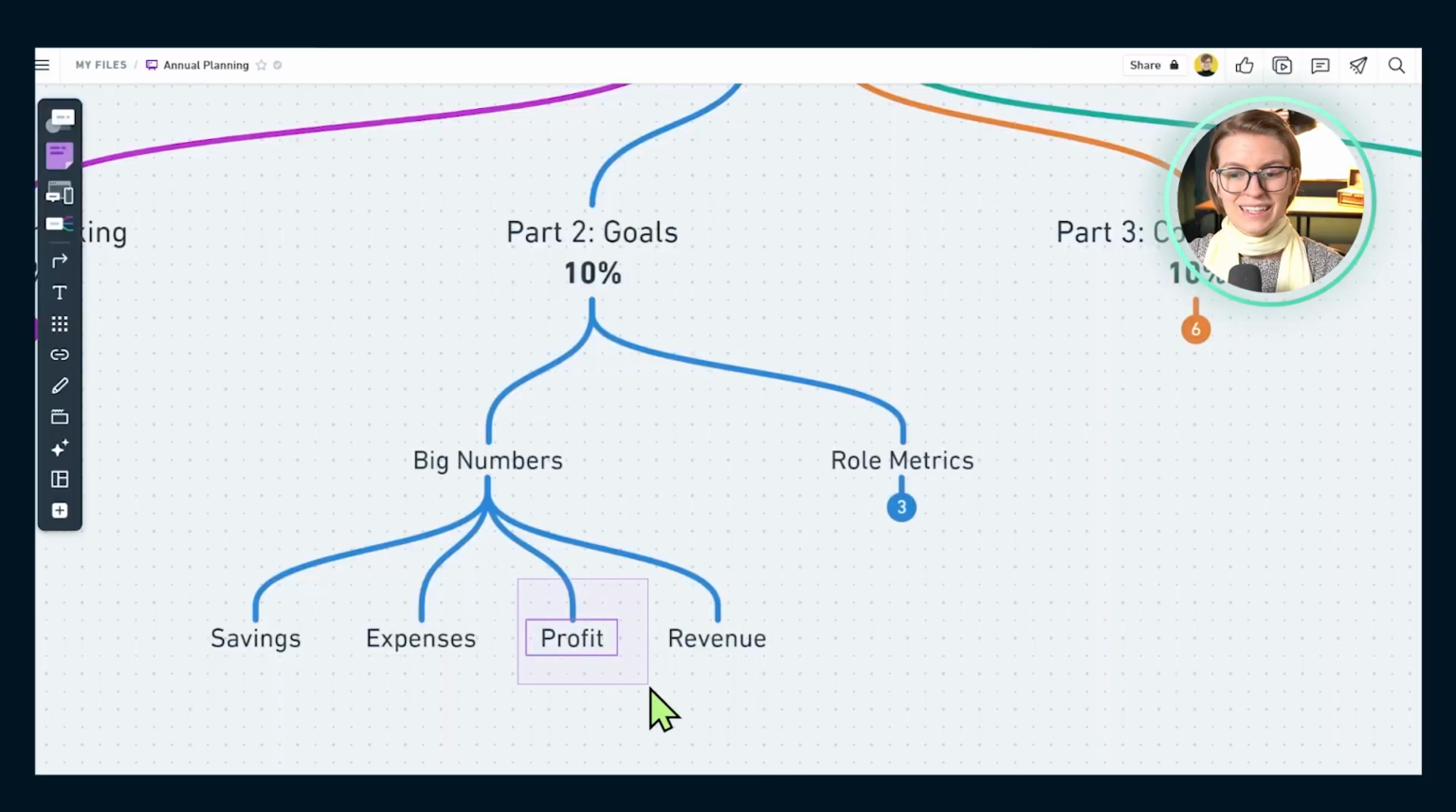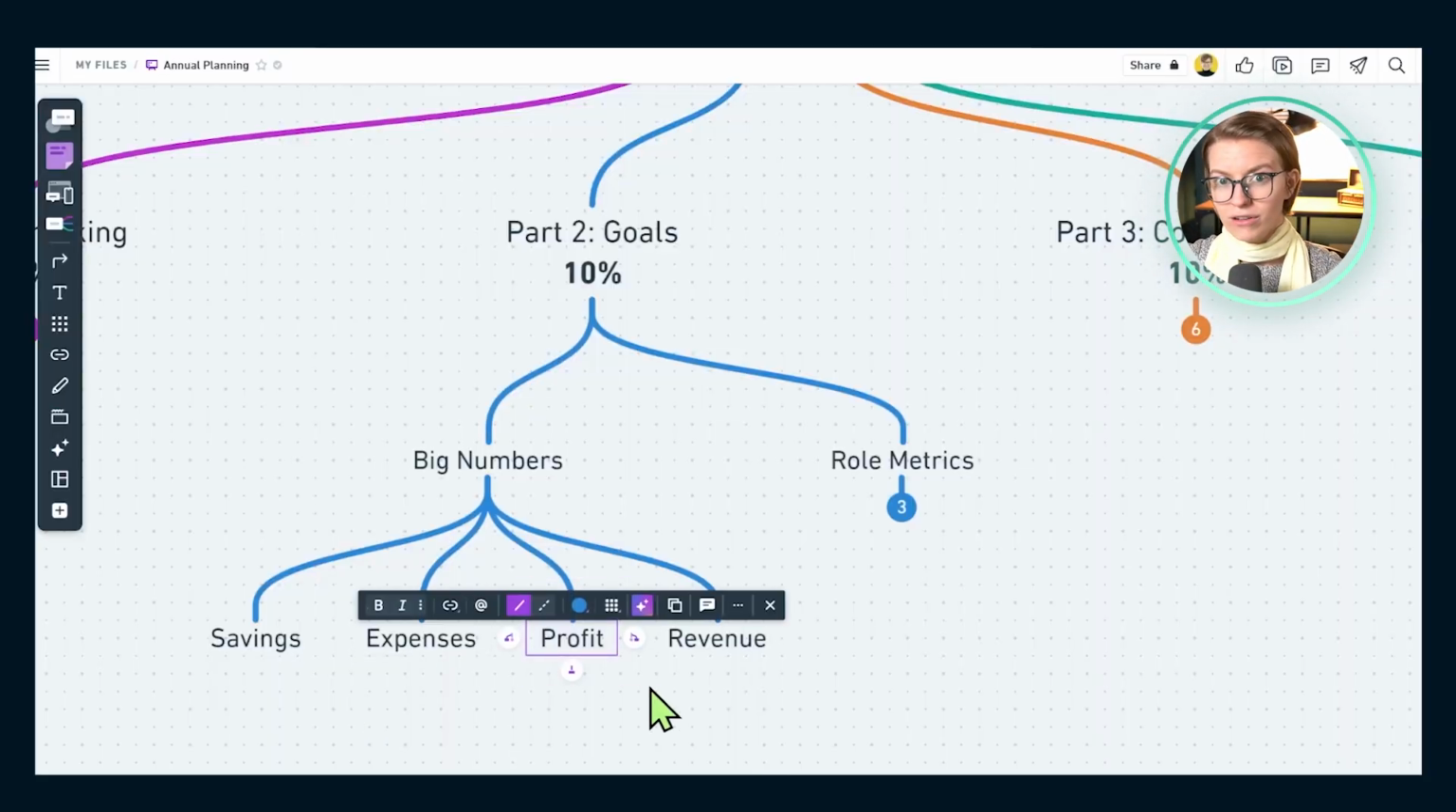After expenses, it's profit. I want to decide what amount of profit do I want and how do I want to spend that profit. For example, some years it might be I want to max out profit and I want to withdraw all of it from the company because the company's doing good.